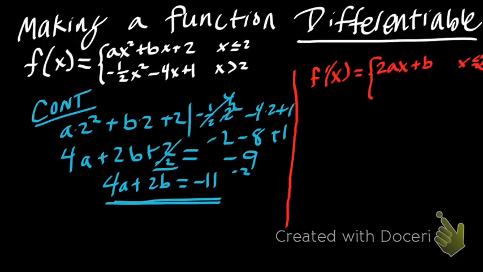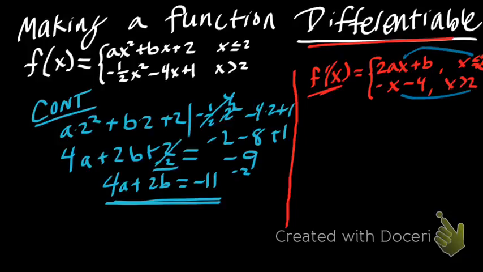And the right-hand derivative would be, using the power rule once again, negative x minus 4, and that's valid when x is greater than 2. So for this function to be differentiable, the derivative function, which is here in red, must be continuous, which means the left and the right and the middle have to be the same also. Again, the left and the middle are the same already, so that's not going to be an issue. All it is the left and the right.